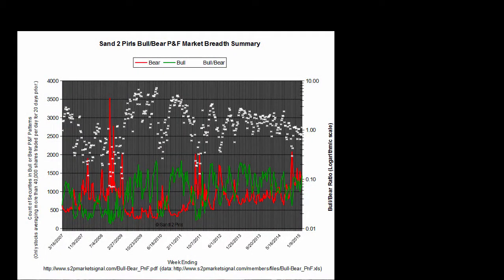Market breadth. With this past week's market advance, our bull bear point and figure ratio rose from 0.79 to 1.13, returning back into bullish territory. The total count of securities in bullish or bearish patterns rose 6% to 2,694. The count of bearish stocks decreased 11%, while the count of stocks in bullish patterns increased 30%. The Sand to Pearls PNF Market Breadth Summary Chart shows us a market now one consecutive week in bullish territory.